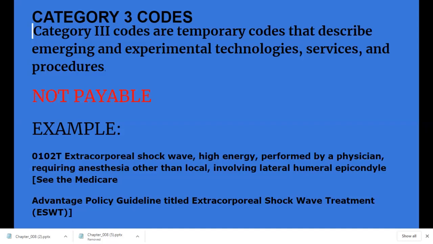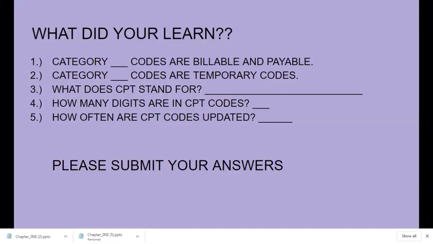Where do you go to find these category 2 and 3 codes? Well, I would like for you to explore your CPT, and you're going to find those before your index, because in your CPT, the index is not in the front, it's in the back. But you're going to find category 2 and 3 codes will be there. So here are some questions that I would like for you to answer and submit your answers for.